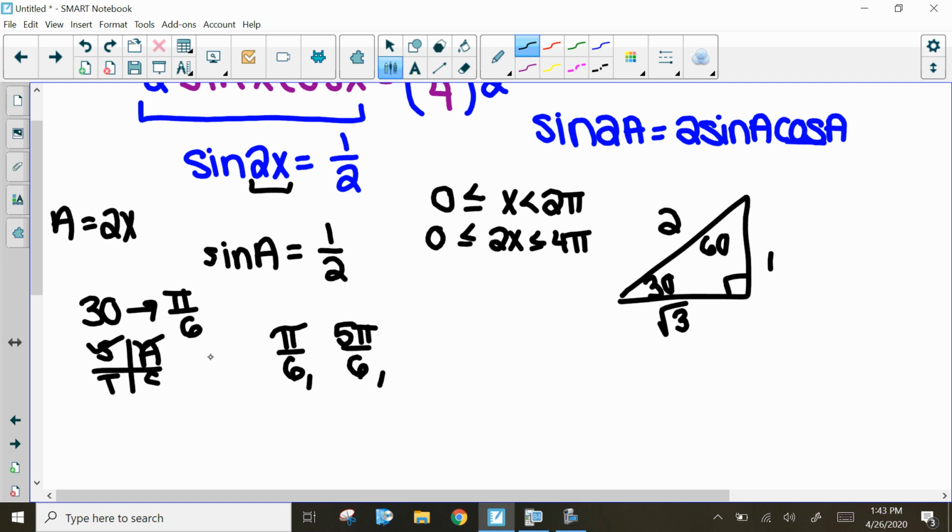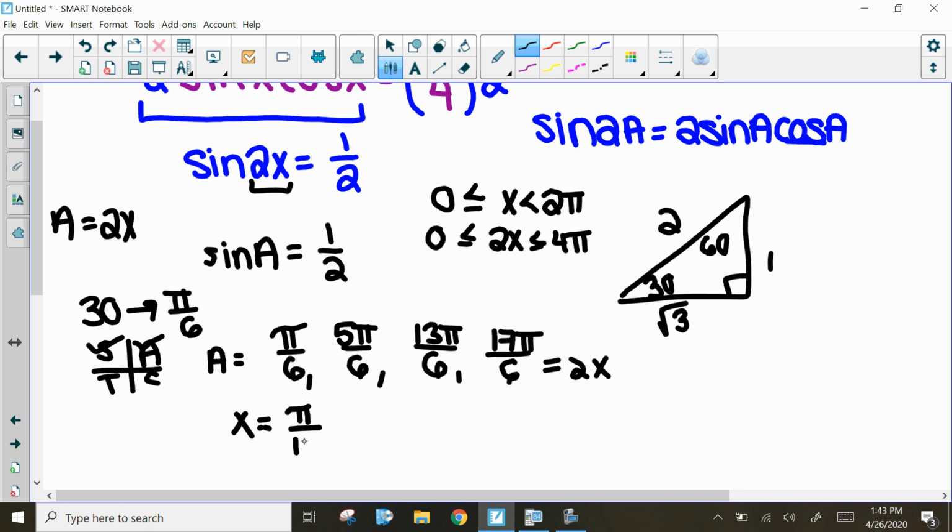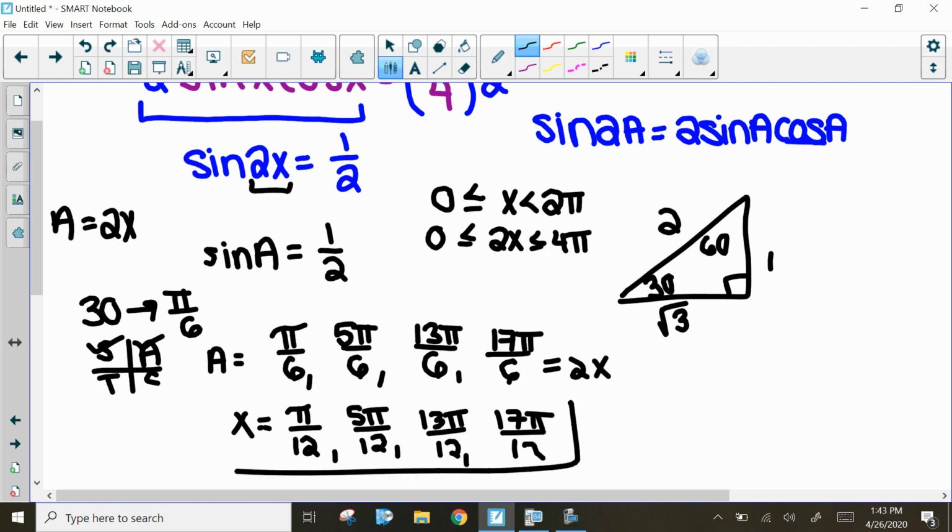Second rotation, I'm just adding 2 pi to these values. So if I add 2 pi to pi/6, I get 13 pi/6. And if I add 2 pi to 5 pi/6, I get 17 pi/6. These all equal 2x, but I want to solve for x, so I divide them all by 2. Same thing as multiplying by 1/2. So I get pi/12, 5 pi/12, 13 pi/12, 17 pi/12. These all are correct solutions.